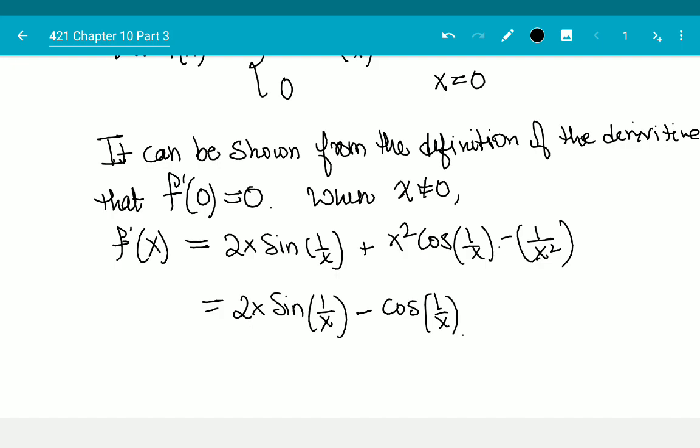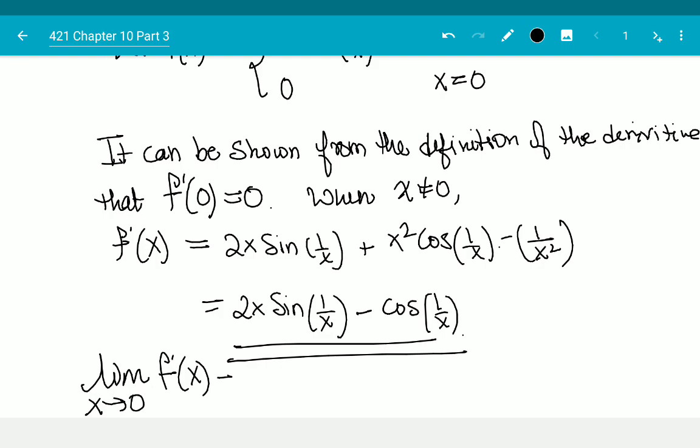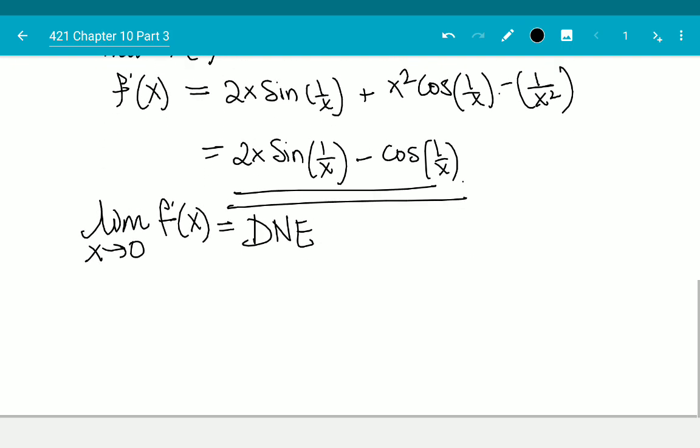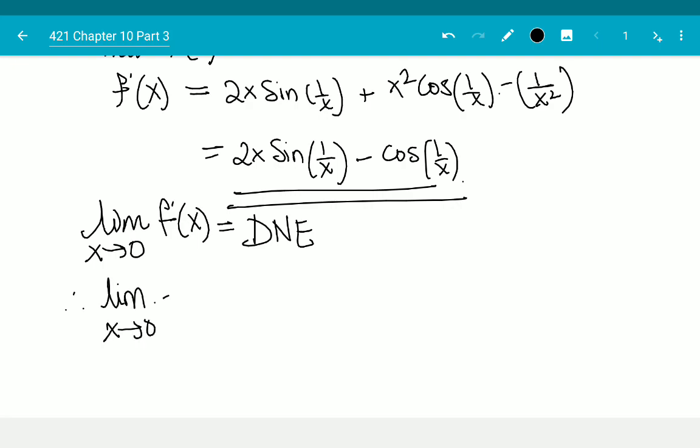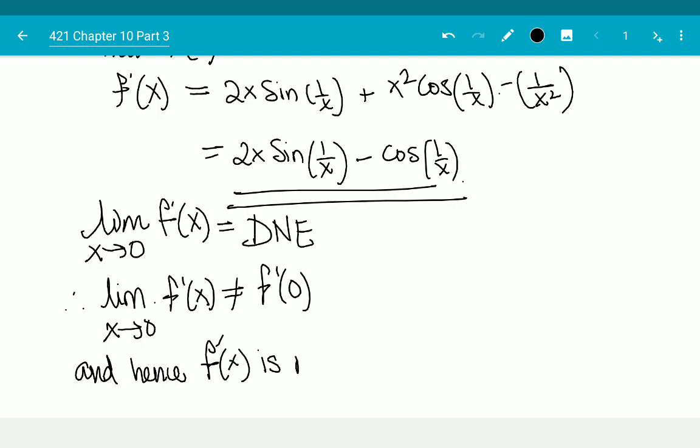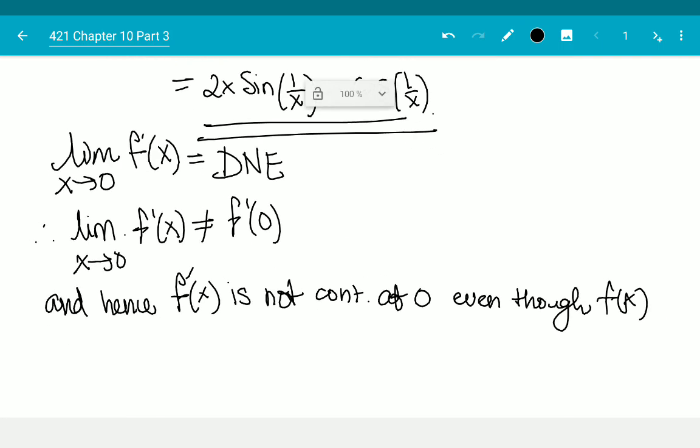And now it is easy to see that this function is not even defined at 0. In fact, the limit as x goes to 0 of f prime of x does not exist. Therefore, in particular, the limit as x goes to 0 of f prime of x is not equal to f prime of 0, and hence f prime of x is not continuous at 0, even though f of x is differentiable everywhere.